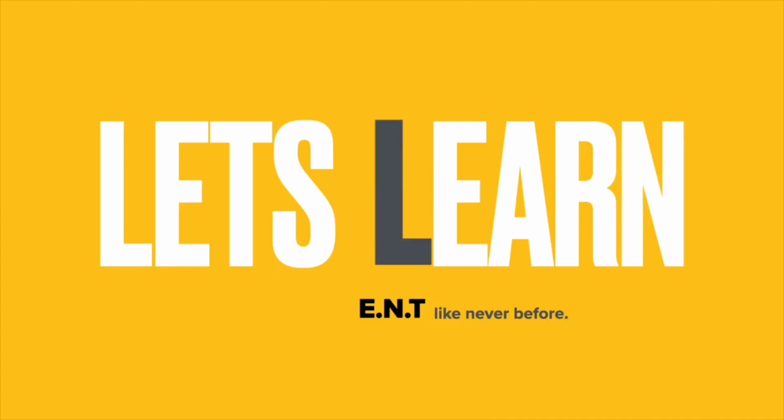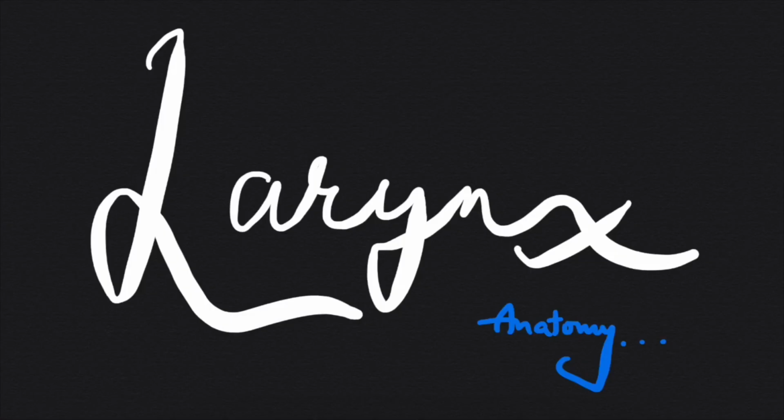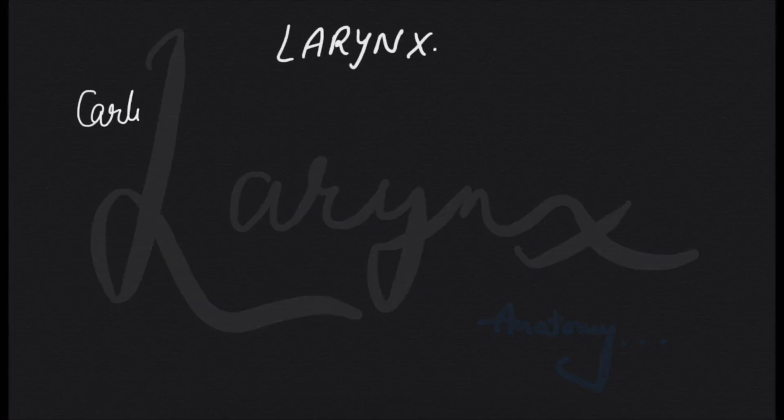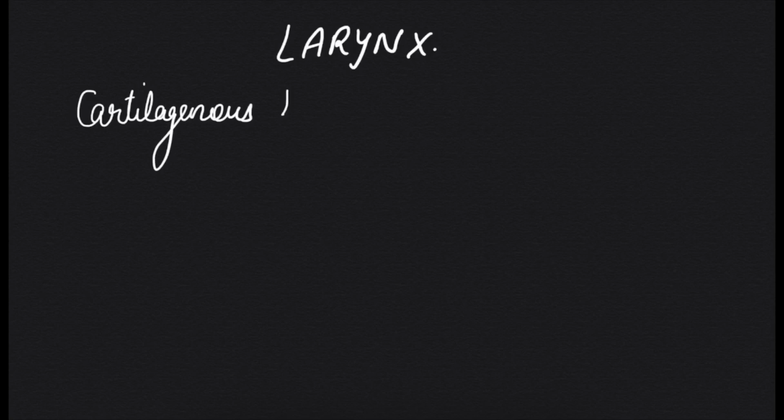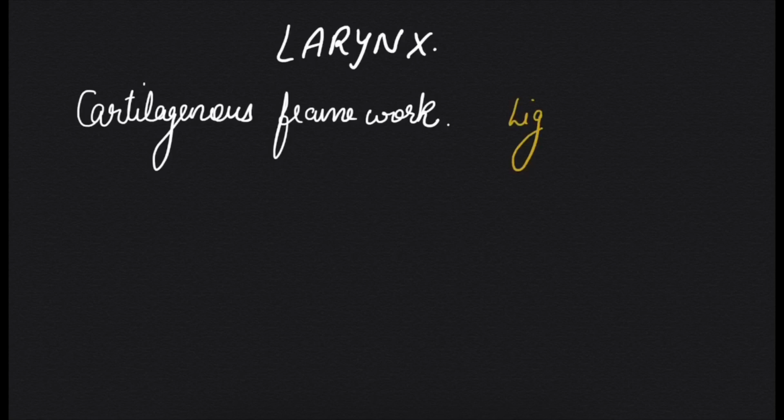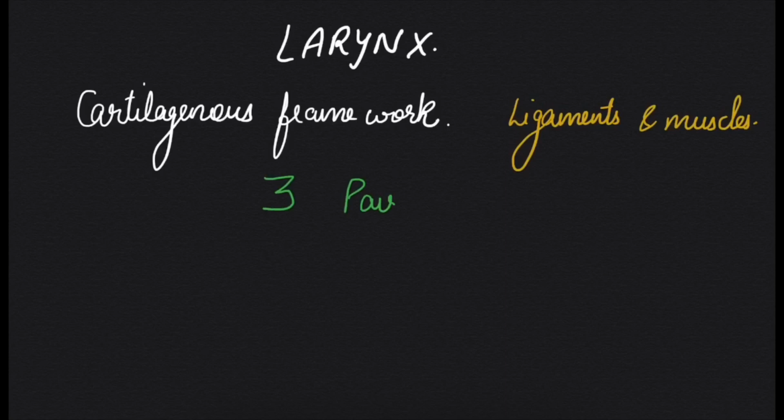So this class is about the anatomy of the larynx. Actually, we will be moving on to the diseases of larynx, but for that we need to understand the larynx anatomy. So starting off with the larynx anatomy, what is larynx? Larynx is nothing but a cartilaginous framework, made up of a few cartilages which are connected to each other as well as muscles with the help of ligaments.